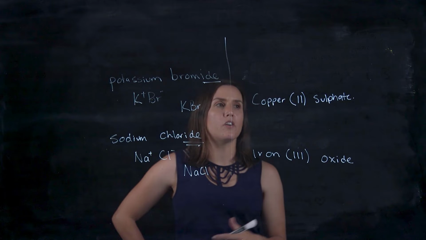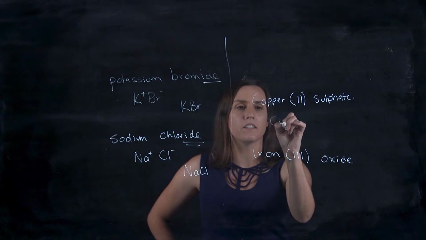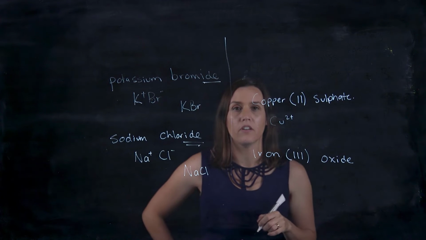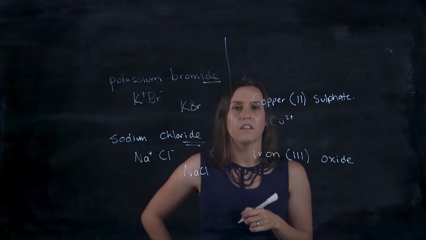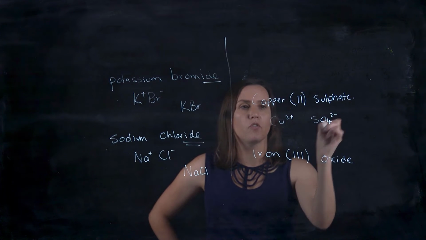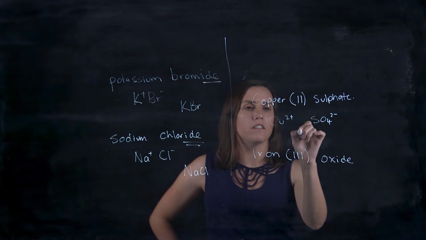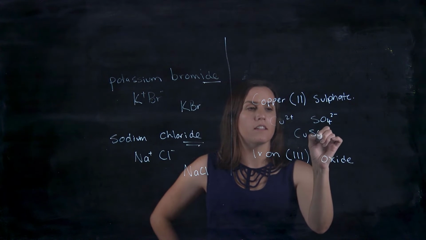Now with copper(II) sulfate, it's a lot easier going this way. We know copper is a 2+. I don't even need to look that up if I don't know it, because the name tells me. Sulfate you might need to look up: SO4 2-. So putting these together now, CuSO4.